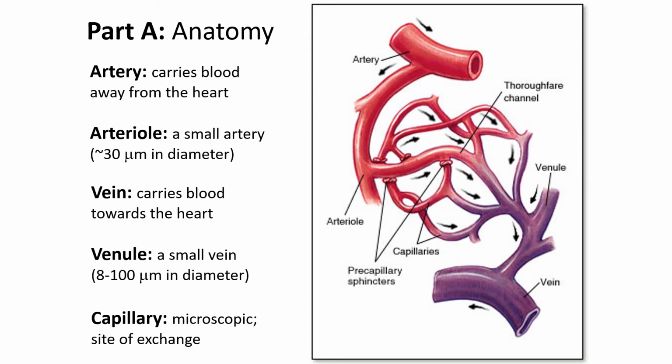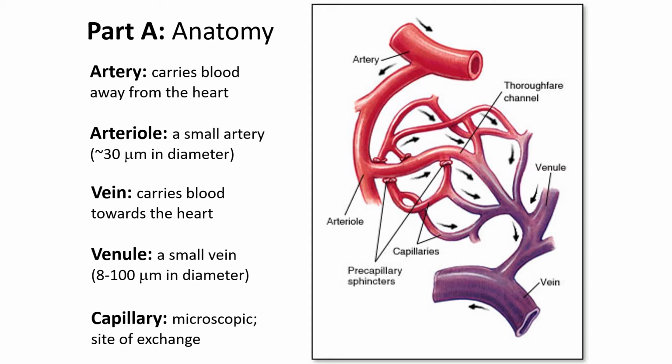The blood is going to be collected into venules, and then the venules are going to lead into veins, and veins carry blood back to the heart. The blood that's found in a vein is usually deoxygenated, but not always. So the veins that come back from the lungs to the heart, the pulmonary veins, they contain oxygenated blood.